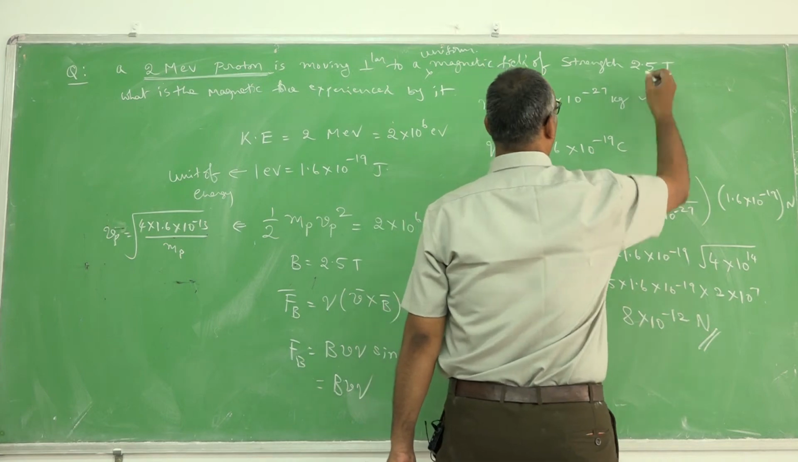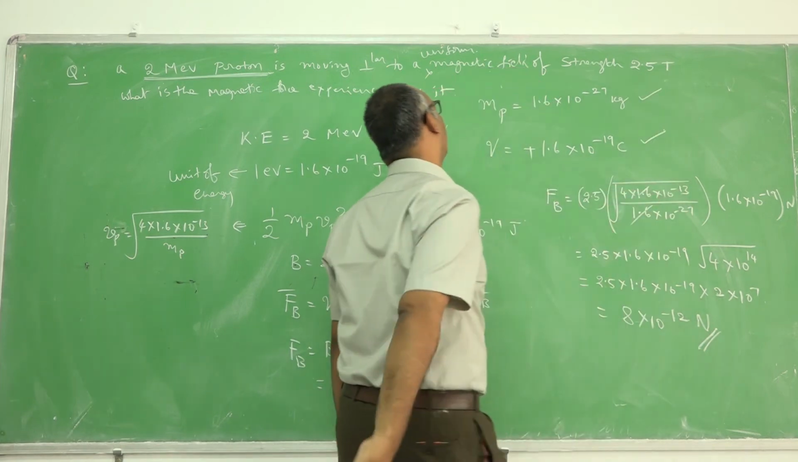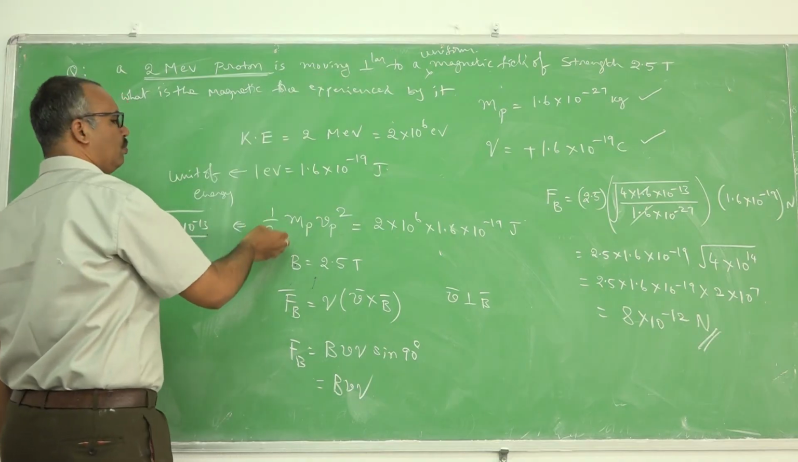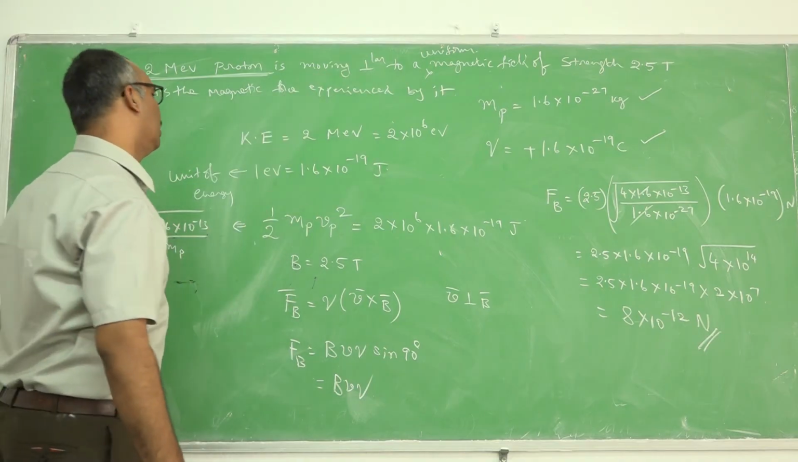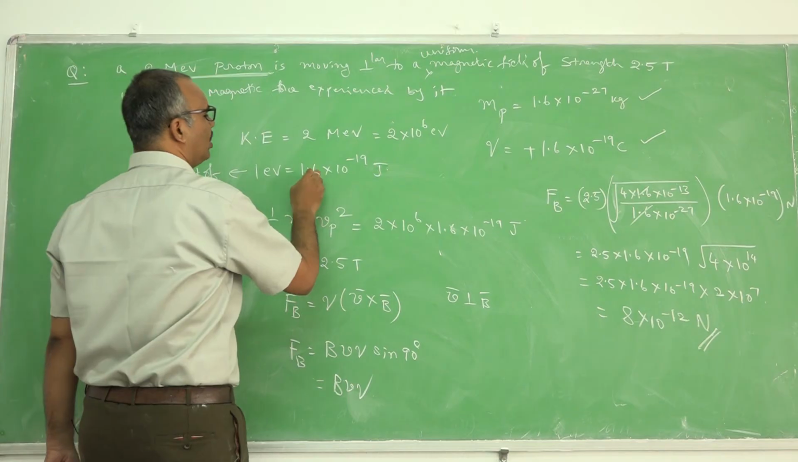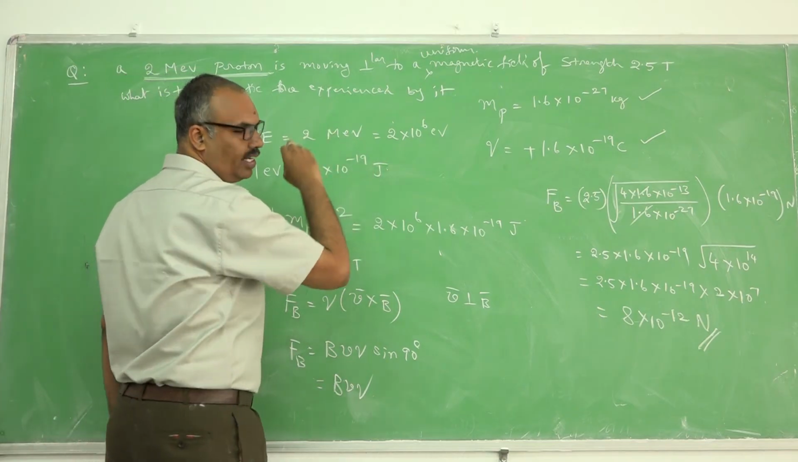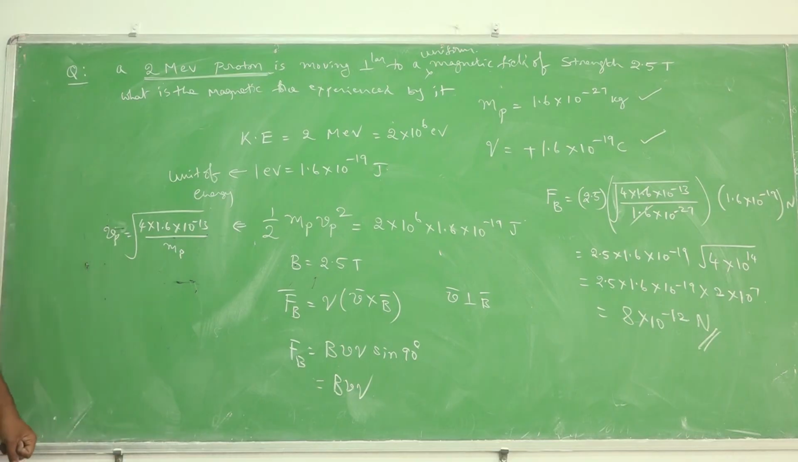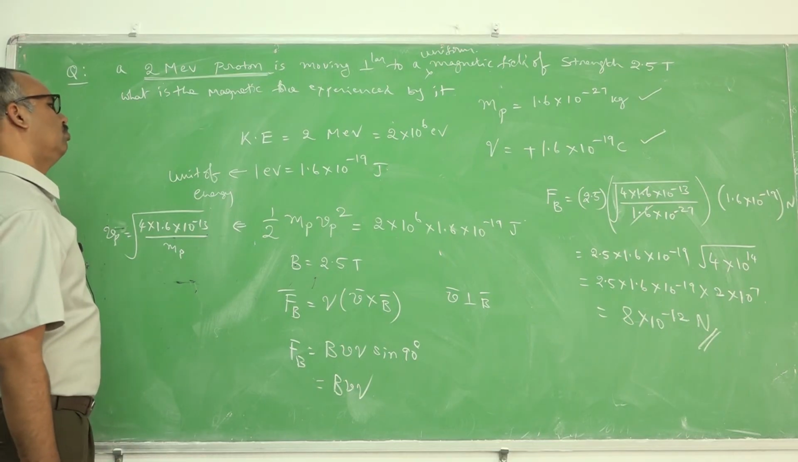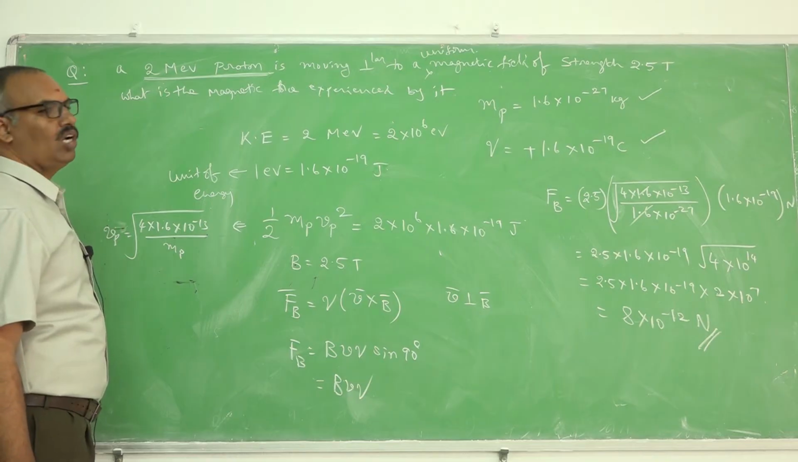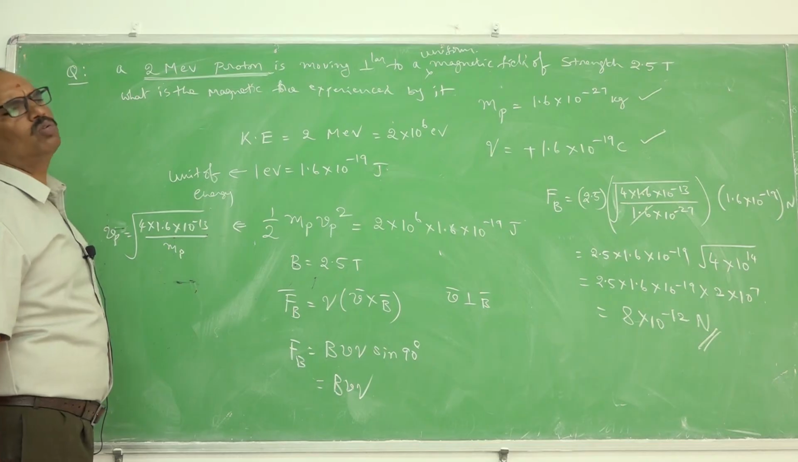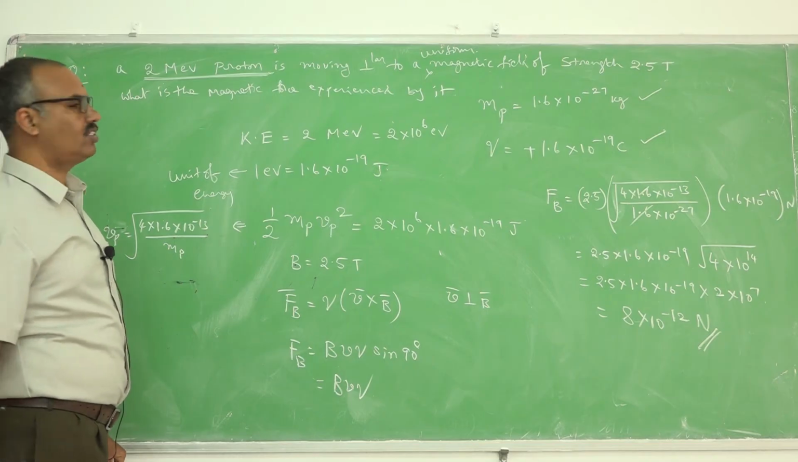So in order to solve this problem, we should have some idea about the proton. What is the mass of proton? What is the charge on the proton? And a moving charge always possesses kinetic energy. In kinetic energy, electron volt is 1.6 into 10 power minus 19 joules. What is the definition of electron volt? Electron volt is nothing but energy possessed by a charged particle like proton when it is accelerated through 1 volt potential difference.